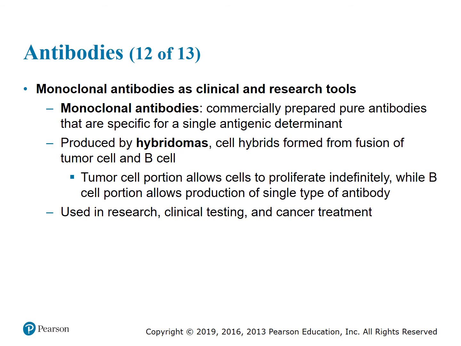So how do you prepare them? How do you make these types of antibodies? They're produced by hybridomas, which are cell hybrids that are formed from the fusion of a tumor cell and a B cell. So the tumor cell has that ability to proliferate indefinitely, while the B cell portion allows for the production of a single type of antibody, making it very specific. So it can be used in research, clinical testing, cancer treatment, and also, like I said before, for COVID-19.